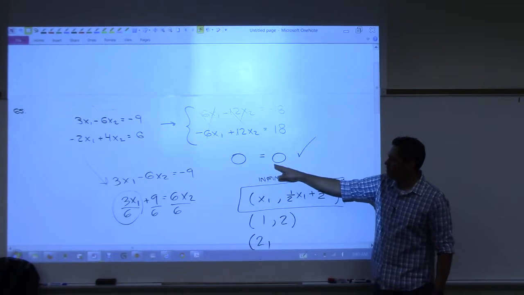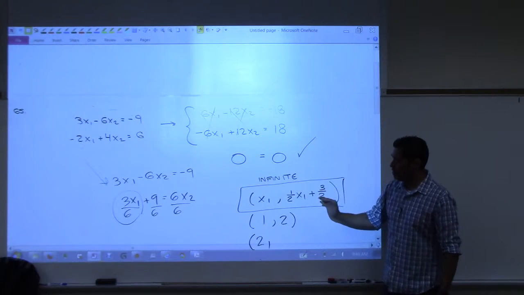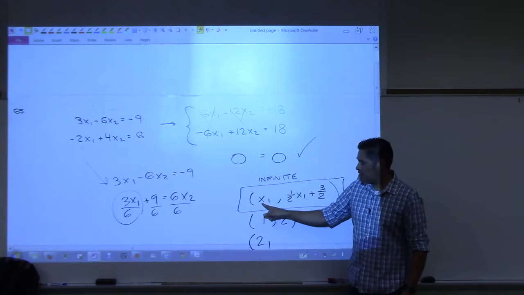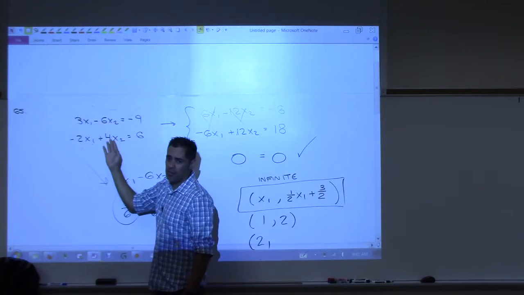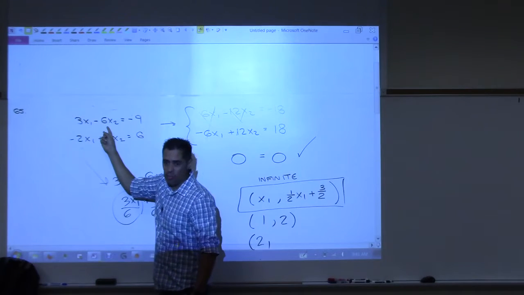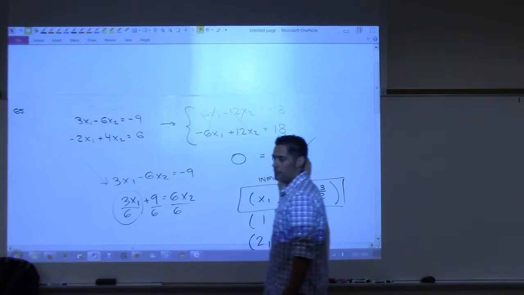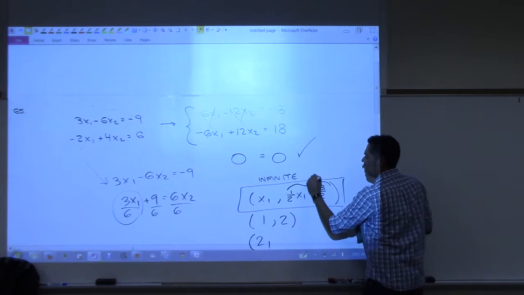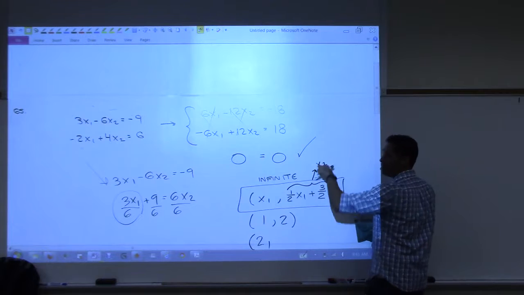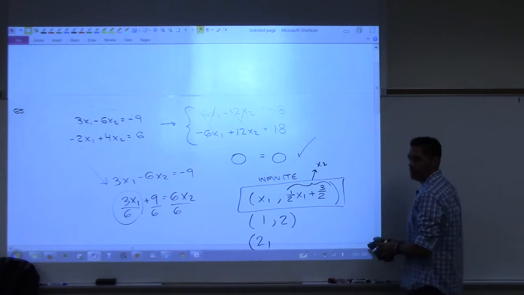So if you get infinite solutions, then what you need to do is just put x1 here, and then take either equation, doesn't matter which one you use, and solve it for x2, all right? And then plug that in here. So realize that this right here is really x2, but solved. You have to solve for it.